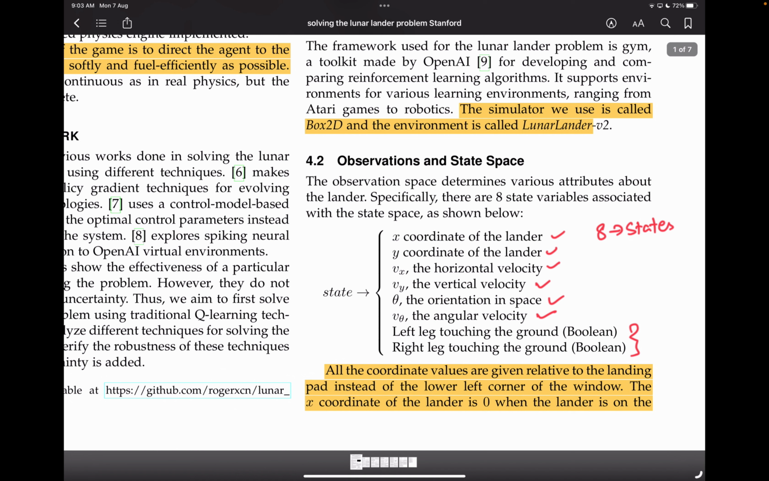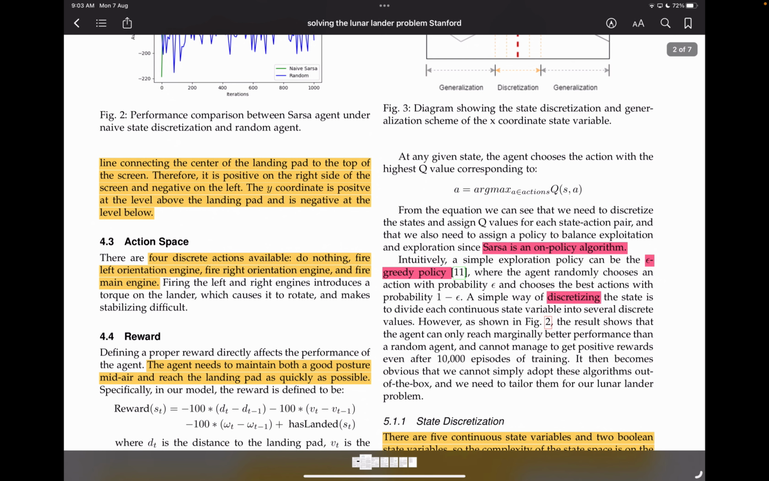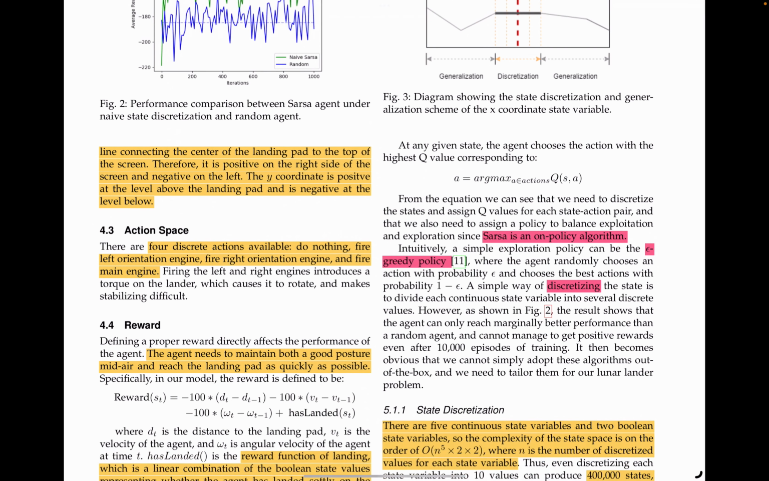The x coordinate of the lander is 0 when the lander is on the line connecting the center of the landing pad to the top of the screen. Therefore, it is positive on the right side of the screen and negative on the left side. So let me just go through this.